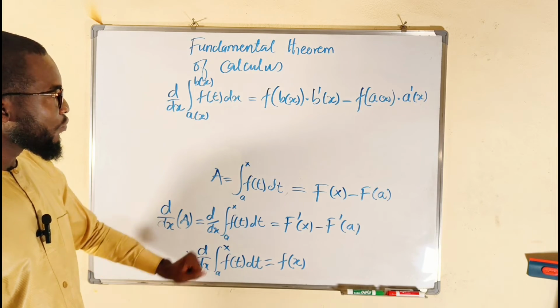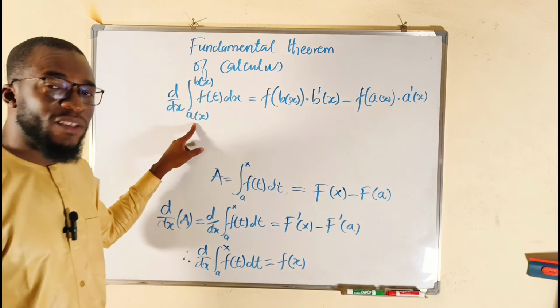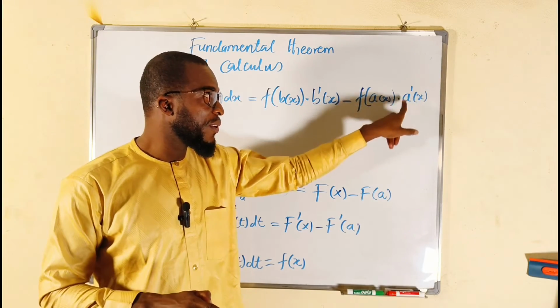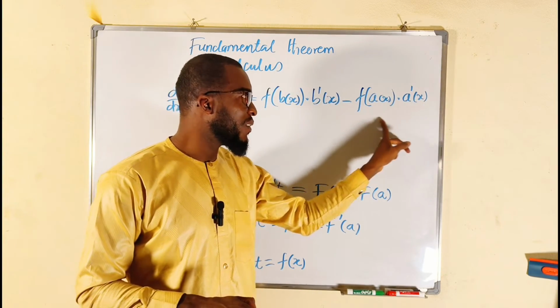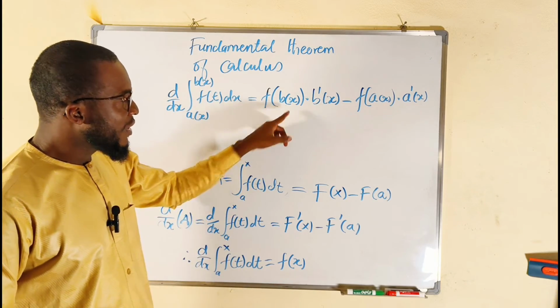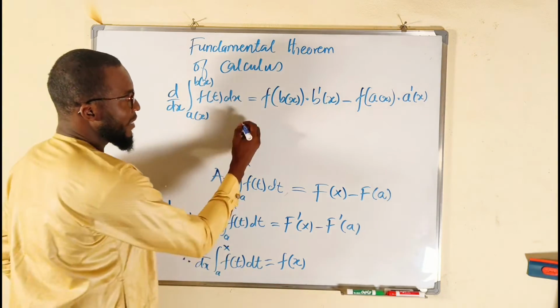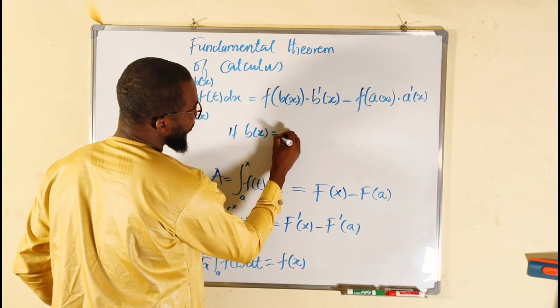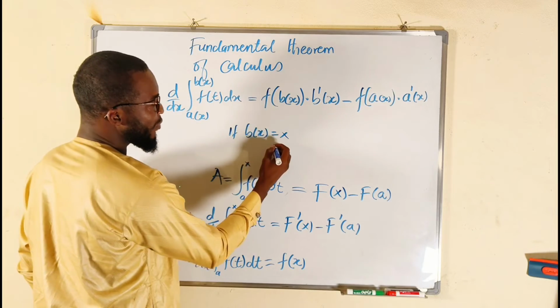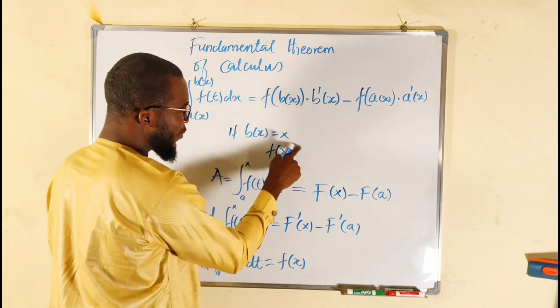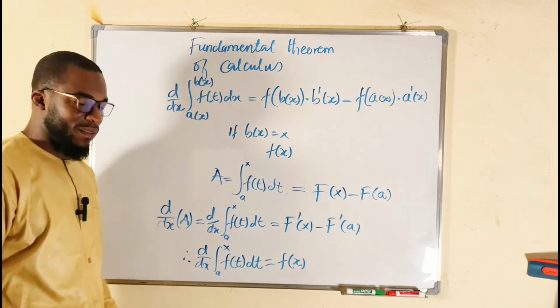What is the relationship? If the lower limit here, which is a of x, is constant, you know that the derivative of a constant is 0, so the whole of this will be 0. We have only this. And if b of x is equal to x, simply x, you see this becomes f of x, and the derivative of x is 1. So you see we end up having f of x.